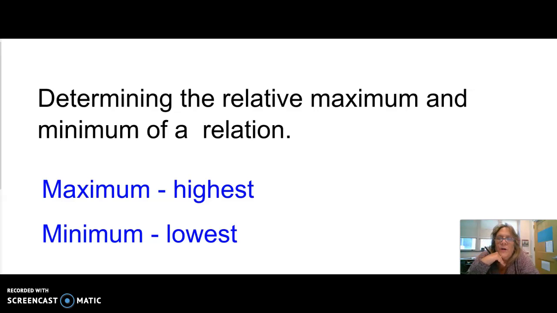Okay, in this video we're going to be talking about how to determine the relative maximum and minimum of a relation. A couple of key things you can remember: when we're talking maximum, we're talking about the highest point in a certain part of your graph, and minimum, we're talking about the lowest point in a certain part of your graph.